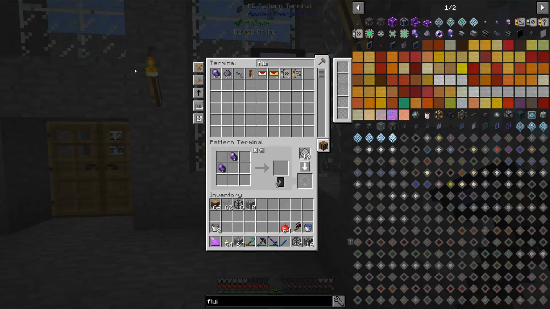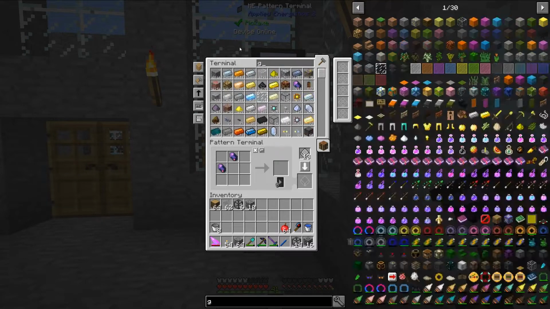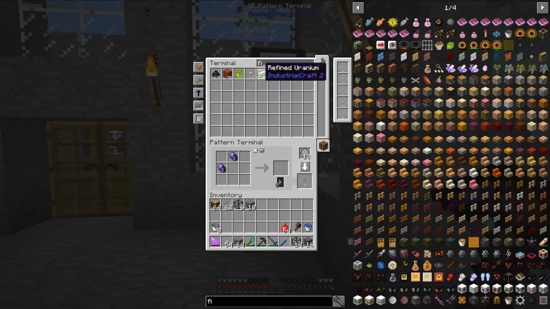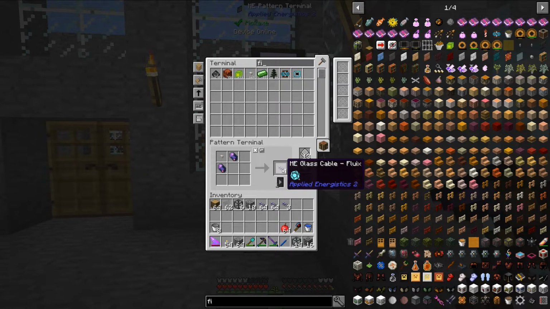And then the what we just made. Let's see. Shoot, what's it called? There it is. I keep thinking it's called glass fiber. It's quartz fiber. Glass fiber is from NuclearCraft 2. That is the energy cable. So let's make a couple stacks of this.